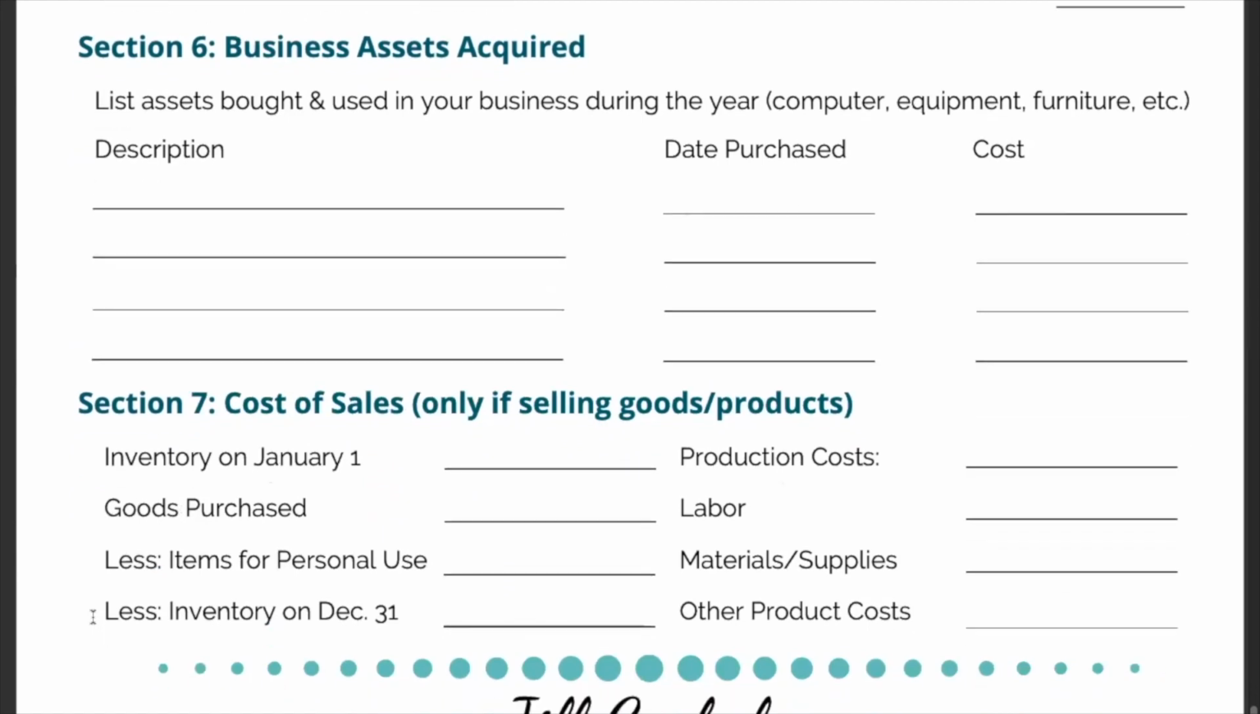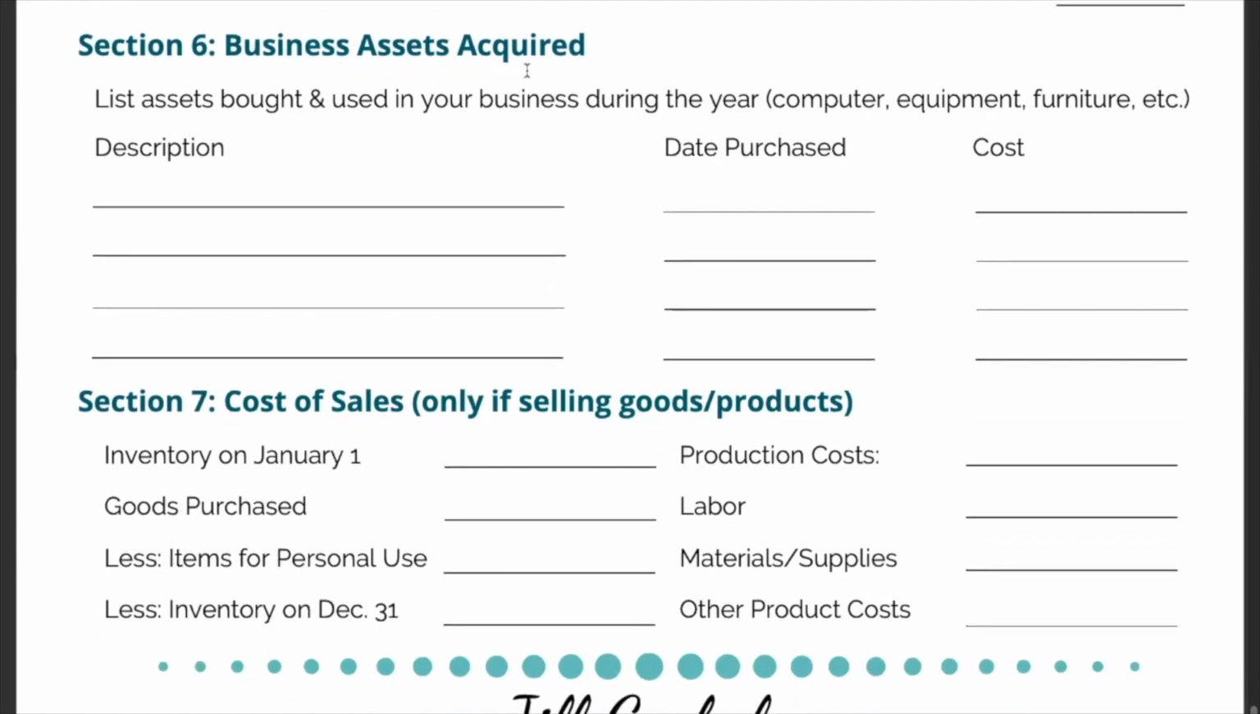And then you'll want to list out any business assets that you have acquired. Just to give you some examples: computer, equipment, furniture. You want the description of what was purchased, the date that it was purchased, and the cost. These things will likely be depreciated, and so that's why we need the date that it was purchased and the cost, because when it's depreciated, it's over the course of multiple years, depending on what type of asset was purchased.